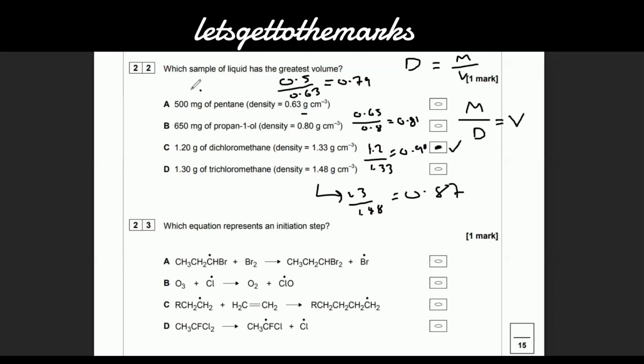The only tricky bit here was making sure to divide those by 1,000, but not dividing these by 1,000. They're already in grams. These needed to be converted to grams, and that's it. Bob's your uncle, Fanny's your aunt. Let's move on.